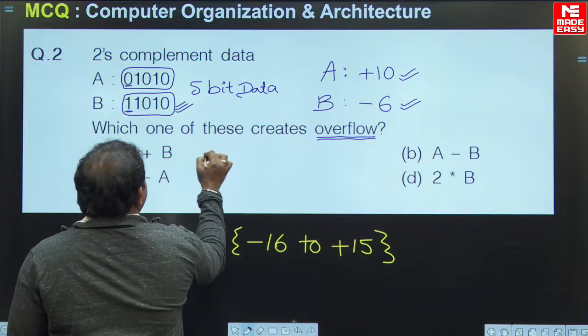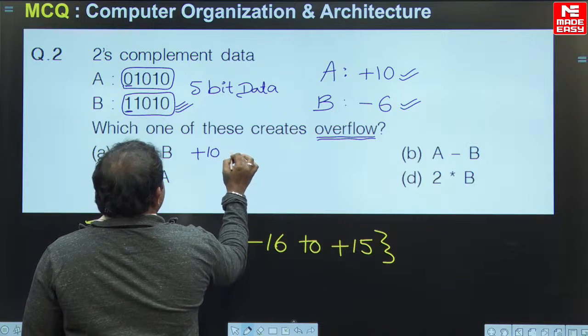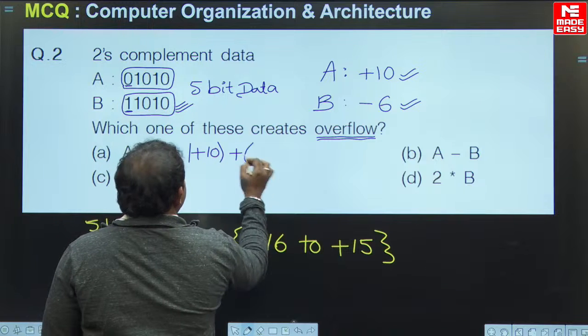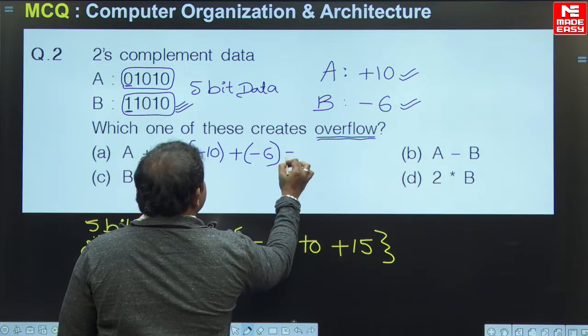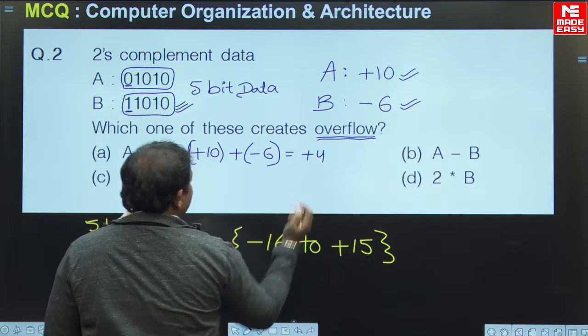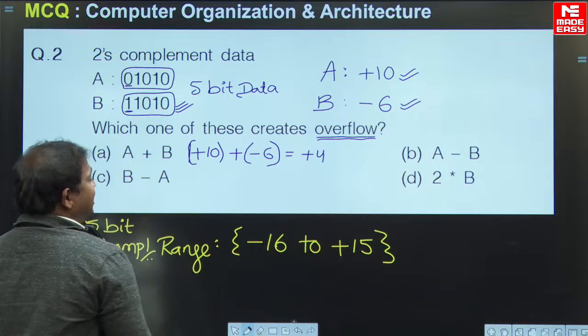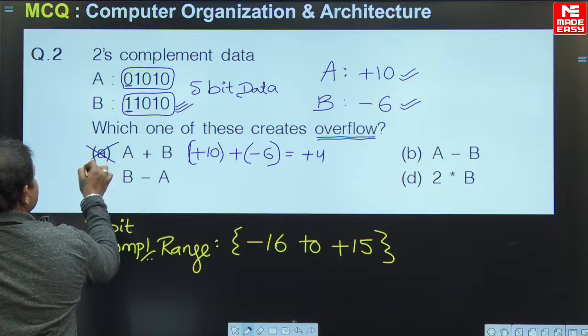A plus 10, plus B minus 6. So this value is equal to plus 4. This plus 4 is present in the range, therefore it does not create overflow, right?